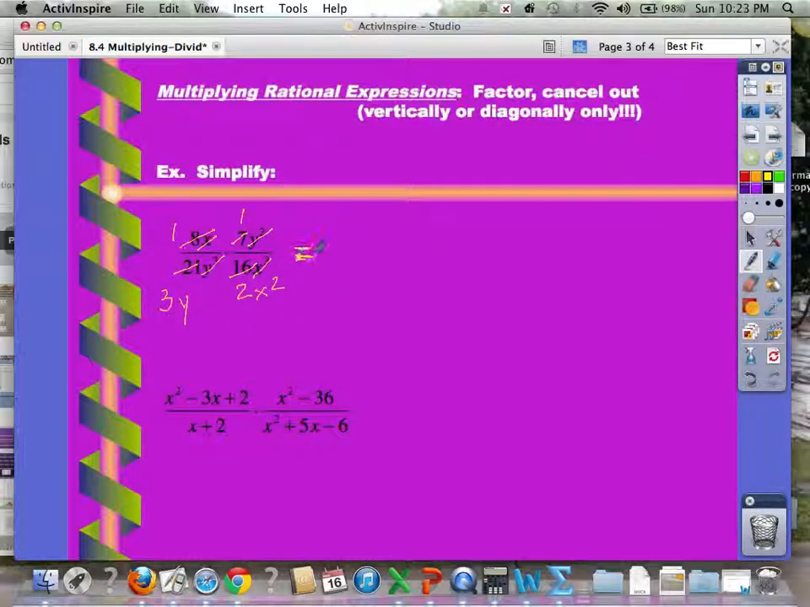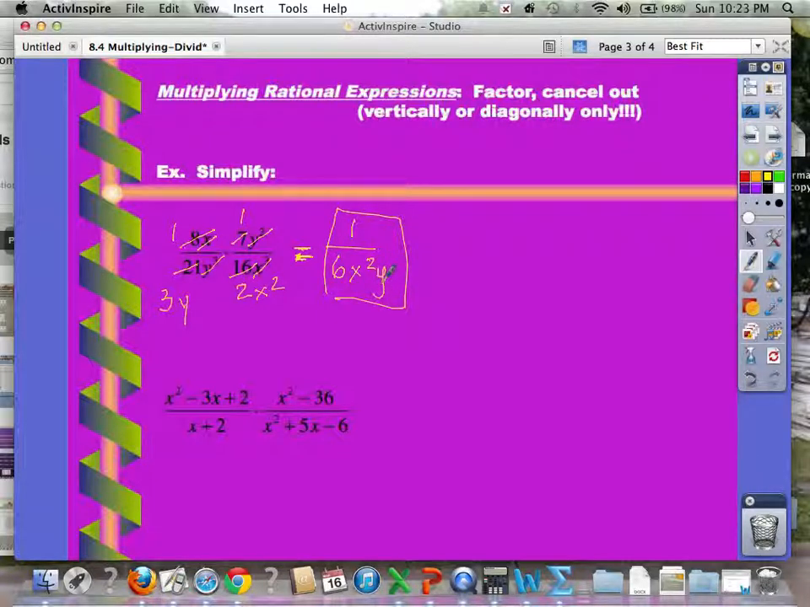Okay, multiply across the top, and everything is gone except for the 1, so it's just 1 over, and then on the bottom we have 3 times 2, which is 6x squared y. That would be our simplified answer.